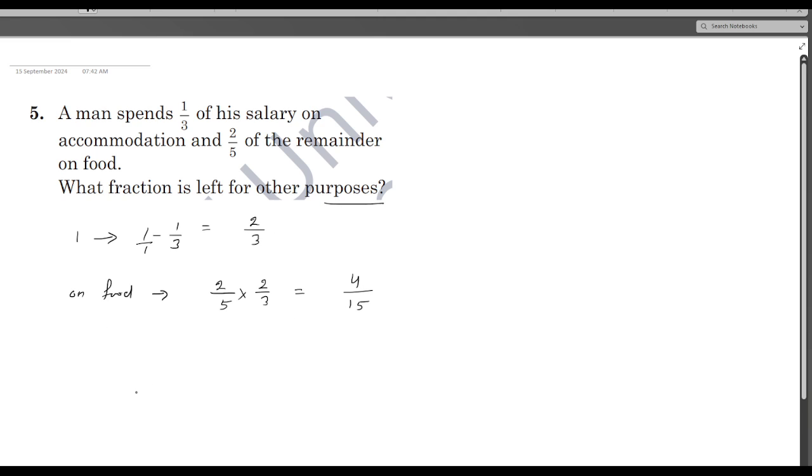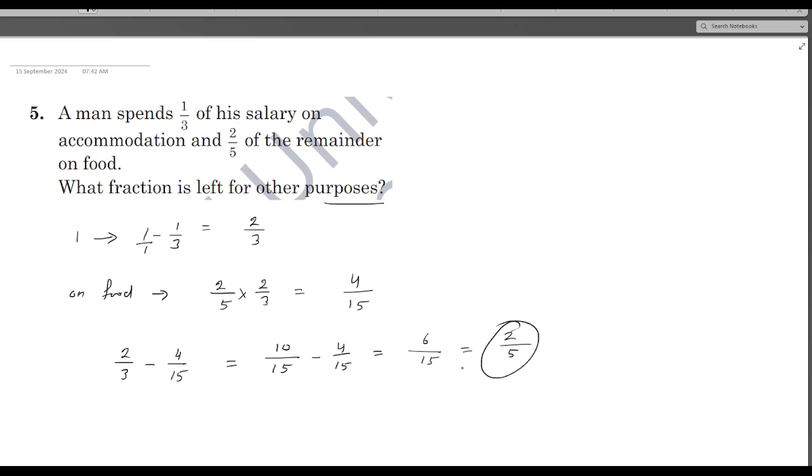So what is left? Left is from 2/3. We will subtract this 4 by 15. So let us make the denominator the same. 3 times 5 is 15. So 2 times 5, 10. 10 divided by 15 minus 4 divided by 15. 10 minus 4, 6. 6 divided by 15. We will simplify to 2 divided by 5, since 2 times 3 is 6 and 3 times 5 is 15. So 2 divided by 5. What fraction is left for other purpose? So 2 divided by 5 left for other purpose. 2 divided by 5 of salary, I will say.